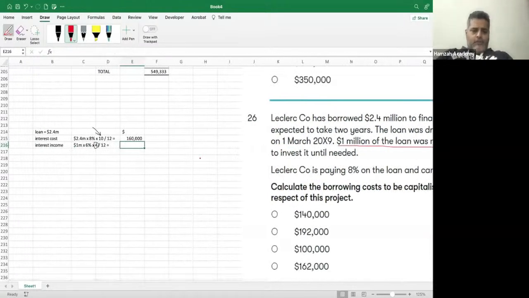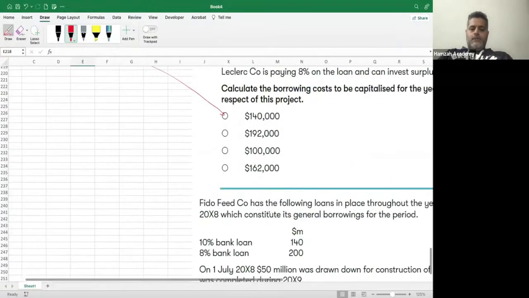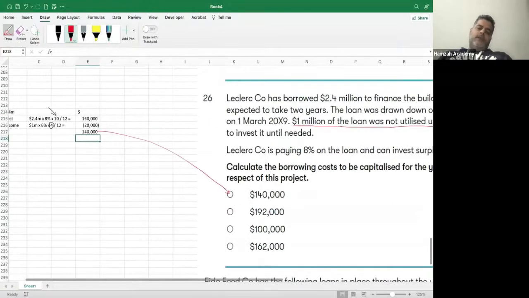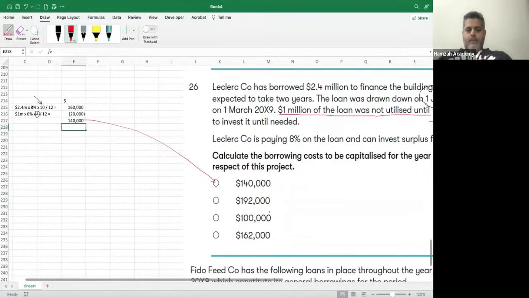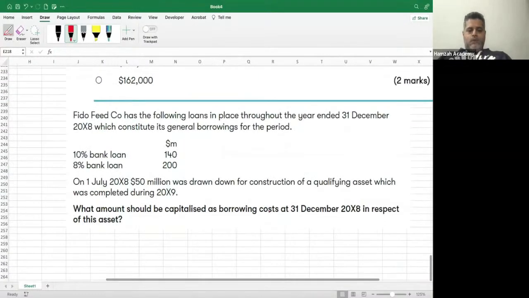Okay. Now let's just solve it out. So we have this 1 million times 0.06 times 4 by 12, and then minus. So 20,000 is going to be netted off over here. 140,000. Option A. So this is going to be the answer. Okay. So that is going to be the answer over here. Done? Okay.